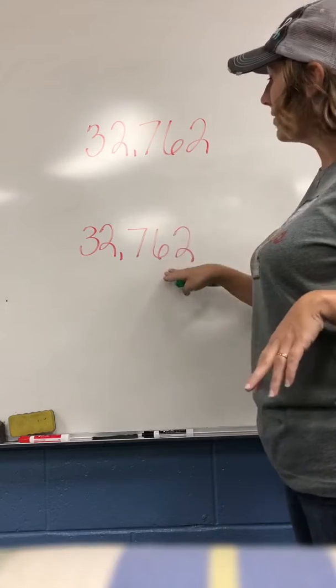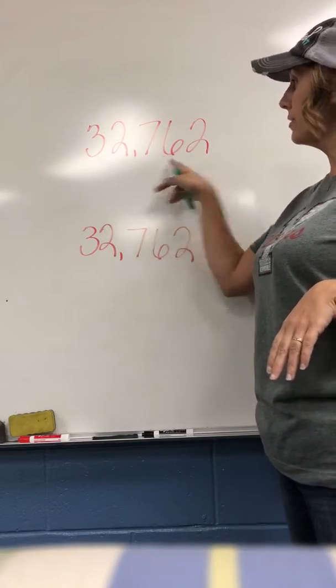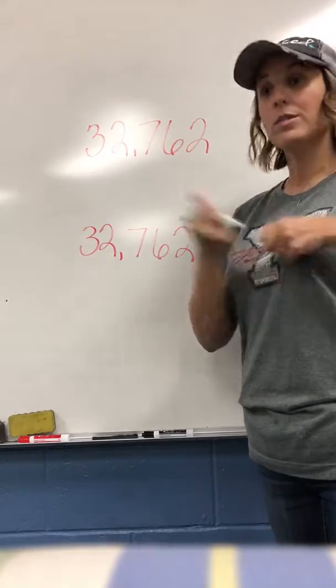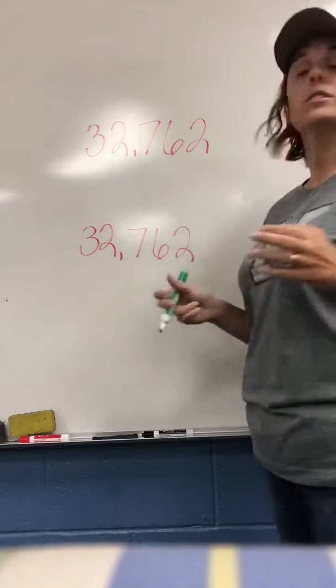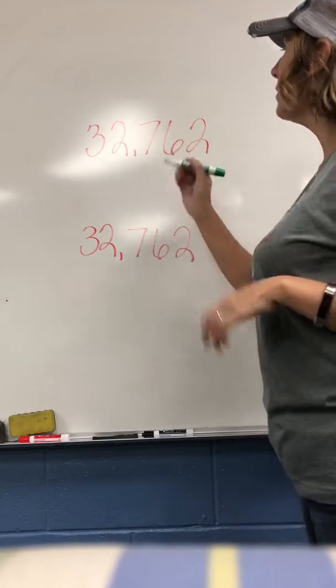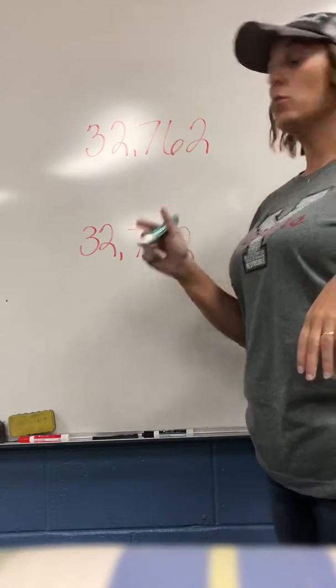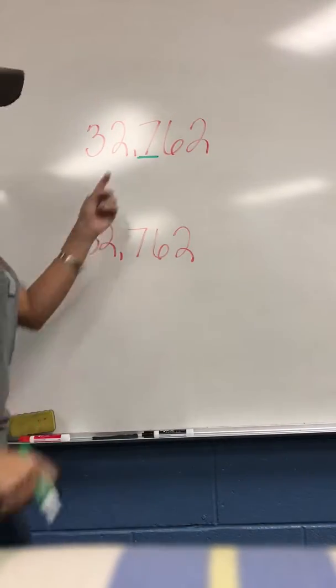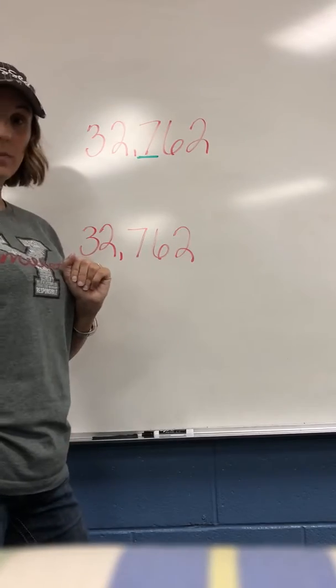So here, as you can tell, I have the exact same number, 32,762, and I'm going to round it to two different place values. Let's pretend the first time our homework asked us to round it to the hundreds place. So first thing I'm going to do is underline what place it told me to round to. So I'm going to underline my hundreds place.